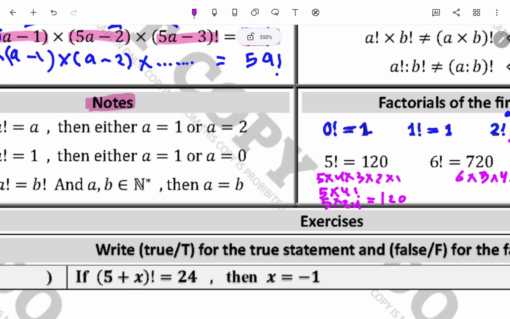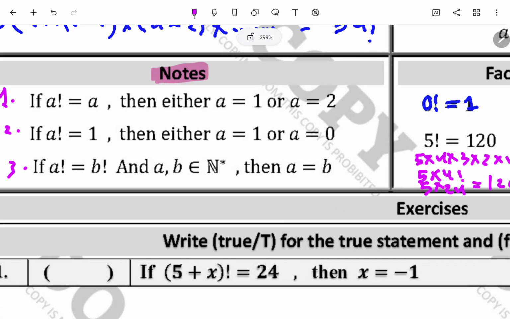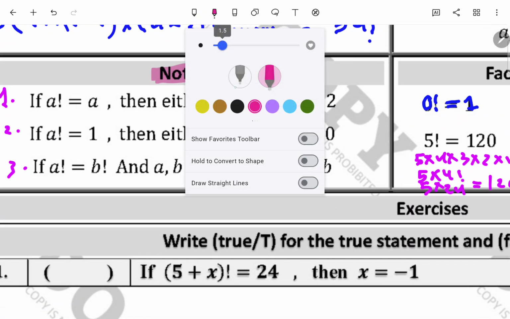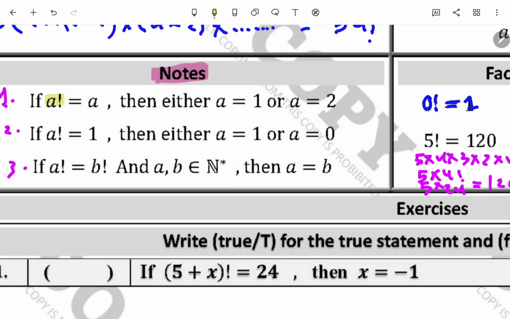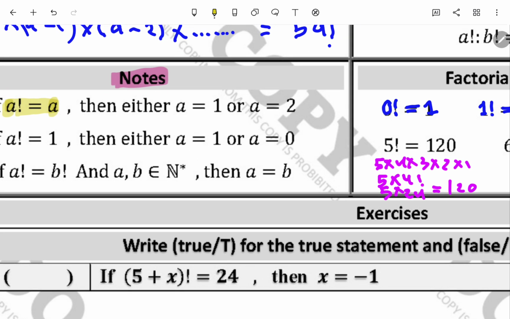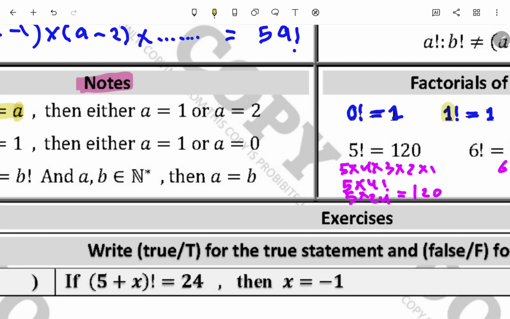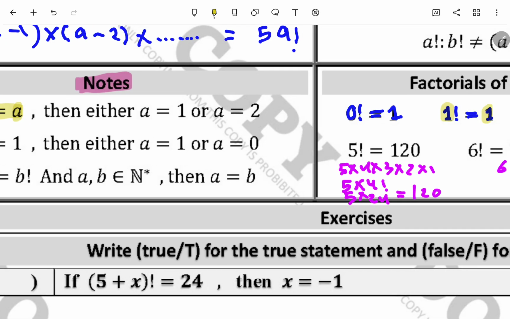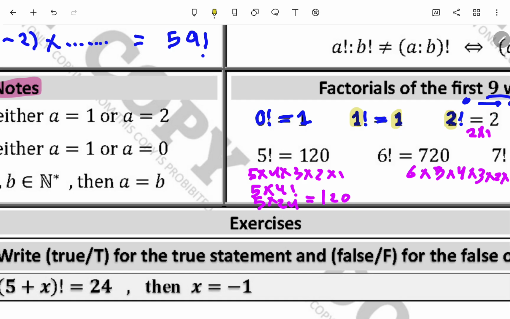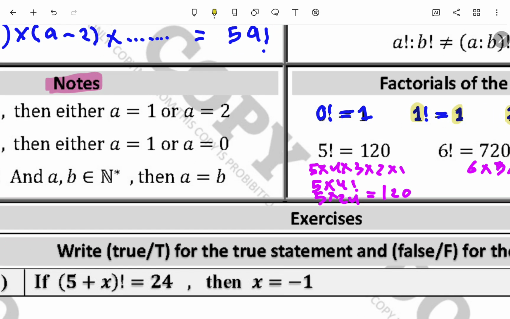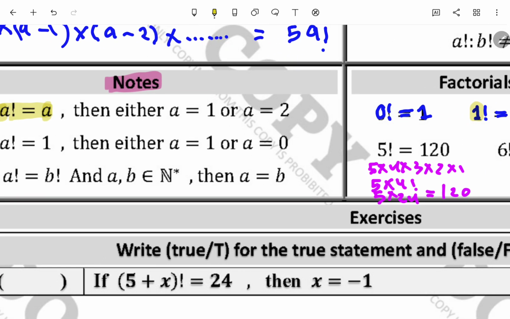In the first note, we can notice that if we have a factorial equals a, that means this number is similar to that number. According to this table, you can find it at 1 and 2. 1 factorial will give you 1, and also 2 factorial will give you the same, 2. So the answer will be either a equals 1 or a equals 2.